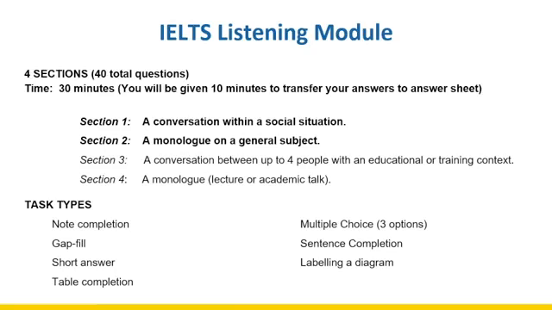Also, you'll see different types of tasks in your IELTS listening test, such as note completion, gap fill, short answer, table completion, and multiple choice. Most of the time it has 3 different options, A, B, C, but sometimes you might see A, B, C, D as well. Also, you might have tasks such as sentence completion and labeling a diagram. Again, in the listening test, you will have 4 sections, 40 total questions, and 40 minutes to complete this entire task.